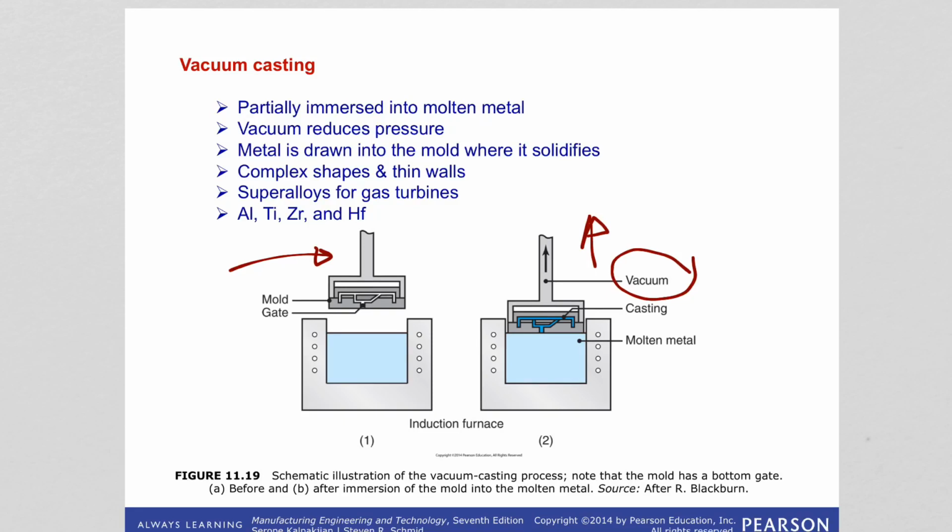So what types of metals can we cast with this technique? Carbon, low and high alloy steel, and stainless steel parts can be produced with this technique. Other metals are also possible to produce with this technique: aluminum, titanium, zirconium, hafnium.